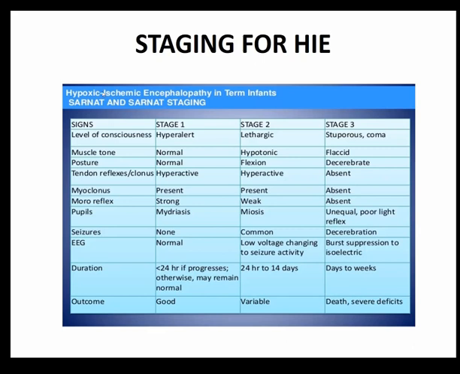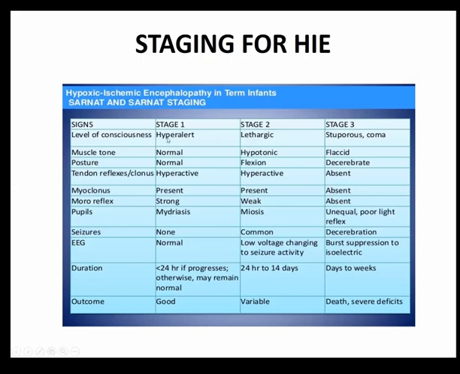So there are several parameters. You have to see the level of consciousness, muscle tone, posture, tendon reflexes, myoclonus, motor reflexes. You have to see the pupil. You have to see the seizures. You have to see the EEG findings. You have to see the duration of all this process. And finally, you will find the outcome.